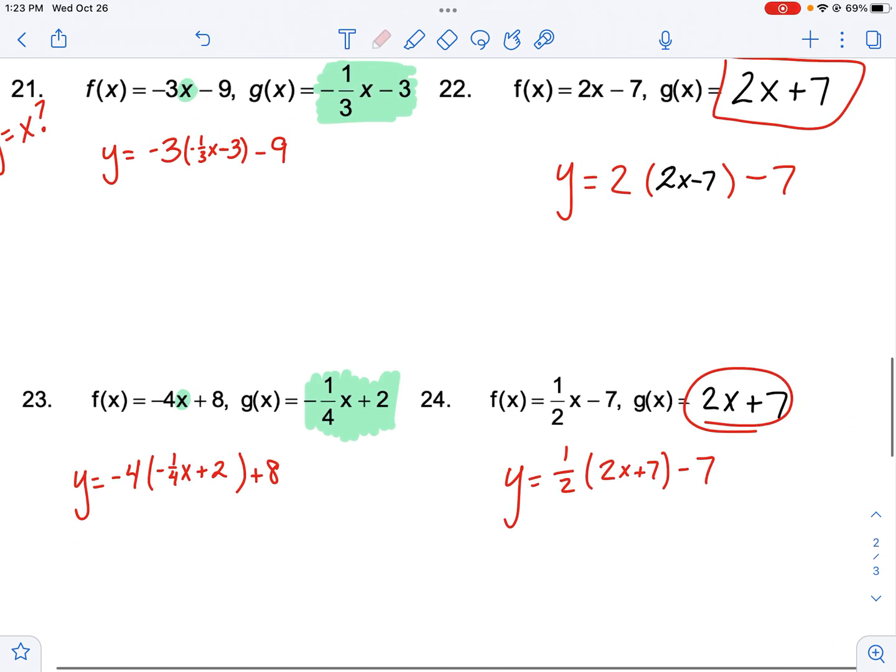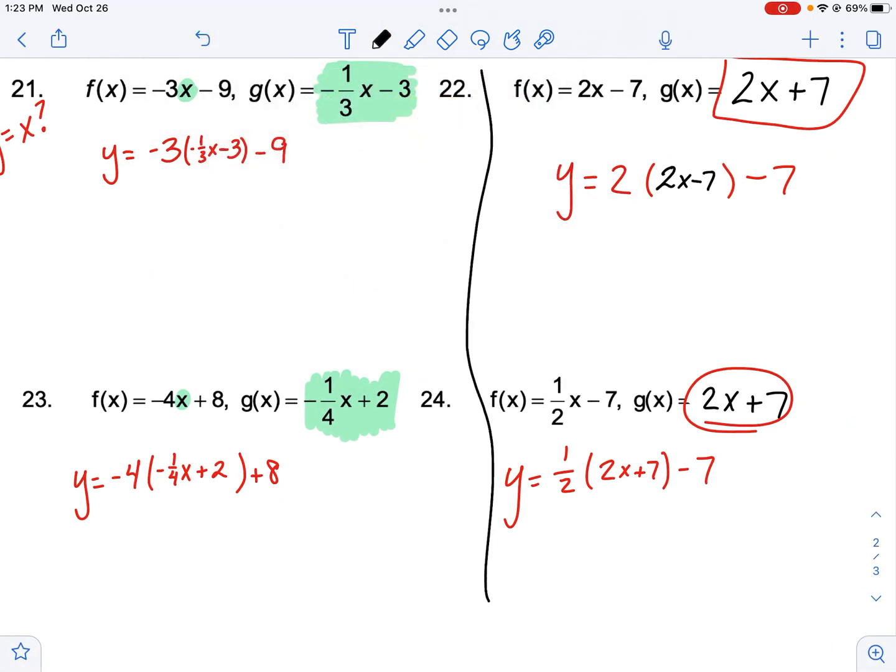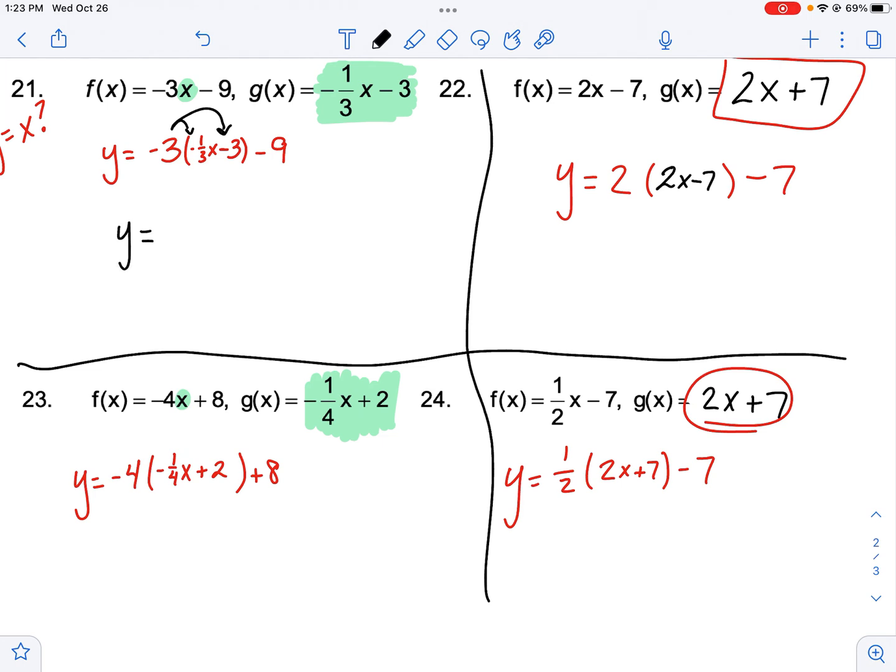The next thing you're going to do is try to simplify or combine like terms to get everything as simple as you possibly can. And typically what that entails is you're going to distribute and then add or subtract. So I see a number outside of parentheses. I will distribute. Negative 3 times 1/3 is positive 1. Negative 3 times negative 3 is positive 9. And then I've got to bring down that negative 9 at the very end.